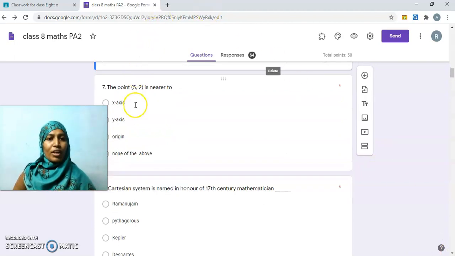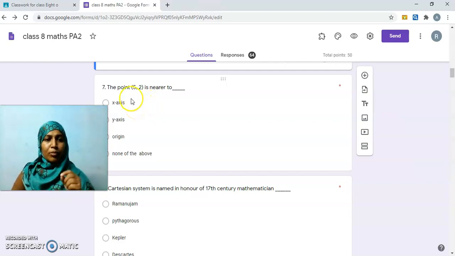Next question, the point (5, 2) is near to. See here, first number always denotes x coordinate. It is 5. So on the x line, you are going to the point 5. When you go to point 5, will you be near to y-axis? Is it possible to be near to y-axis?